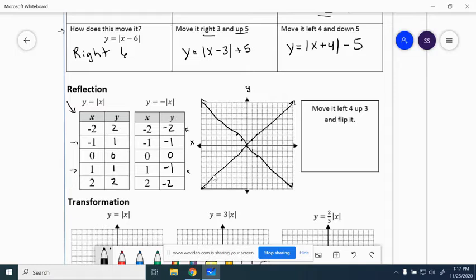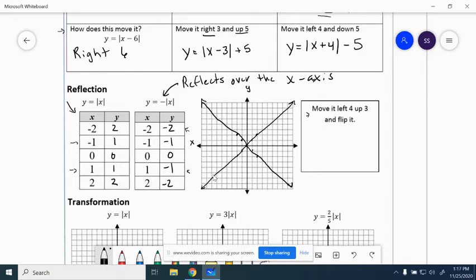We connect those points with our line. So what does it look like happened here? When you put the negative out in front, it reflects over the x-axis.